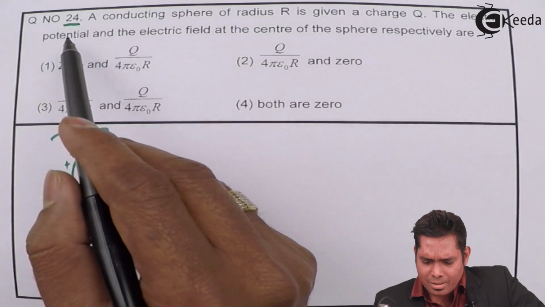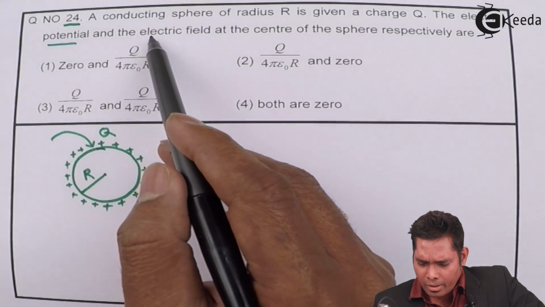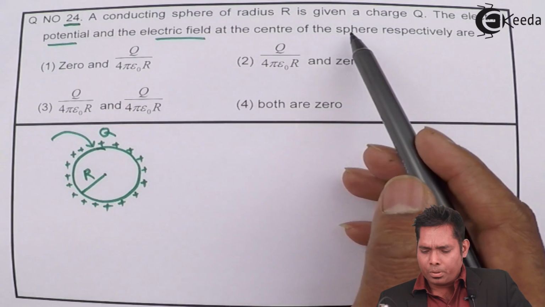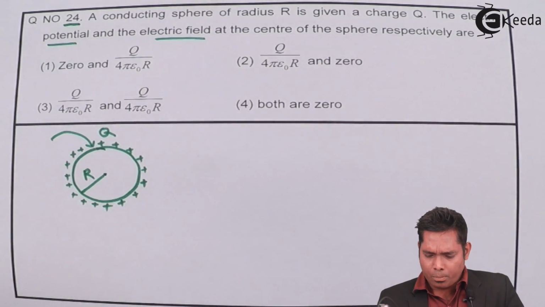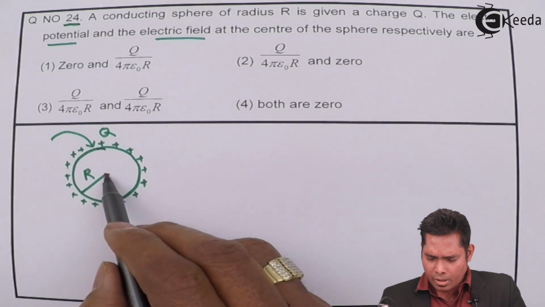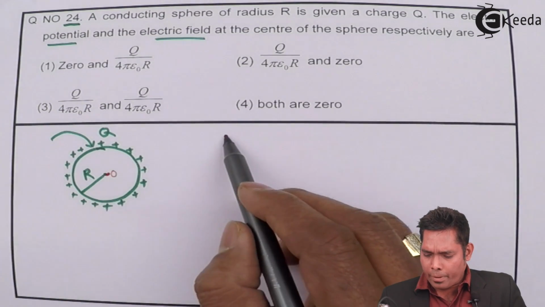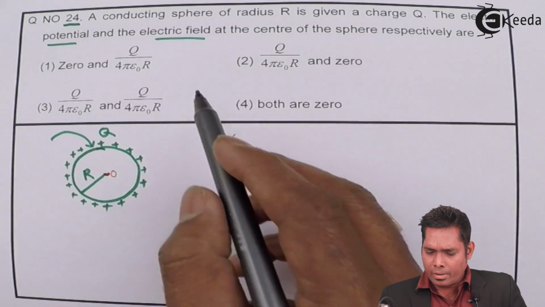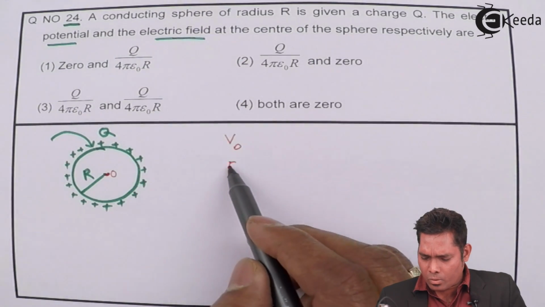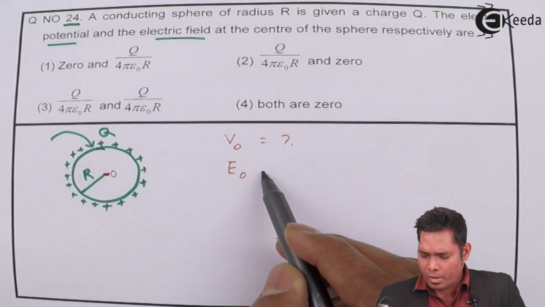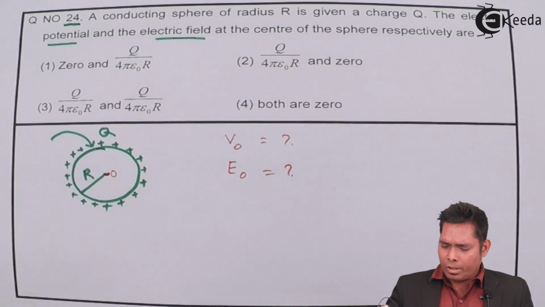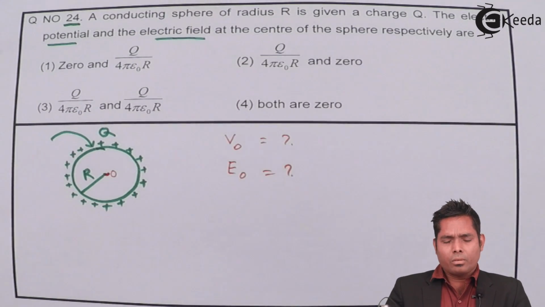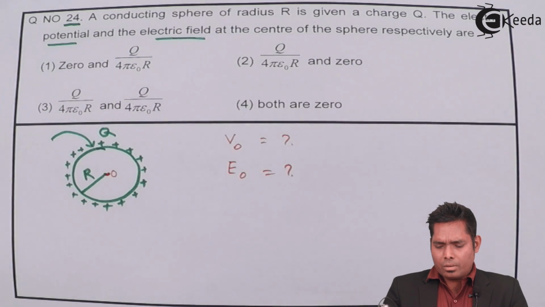The electric potential and the electric field at the center of the sphere. At the center of the sphere, what is asked is to find the potential at this point. Suppose the center is O, you have to find the potential at O and the electric field at O. This is a very general question, so let us first find the electric field.